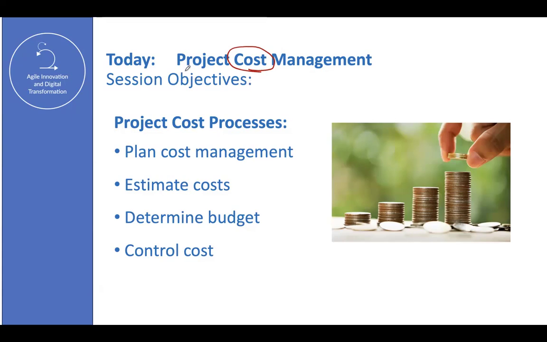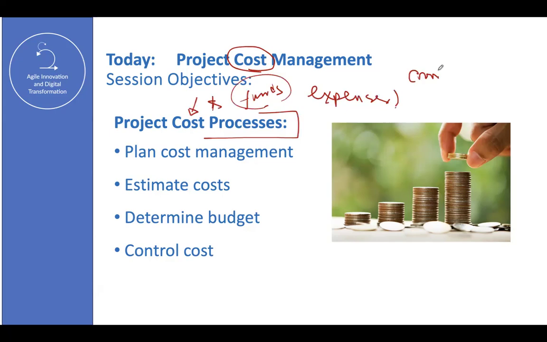In this session, we're going to talk about the processes to manage the cost, the money, the funds, the expenses. Controlling money, making decisions. So process number 1 is planning, as usual. Process number 2 is estimating the cost. Process number 3 is determining the budget.